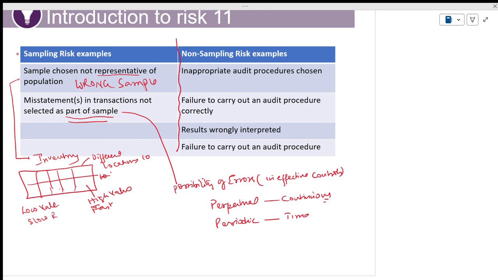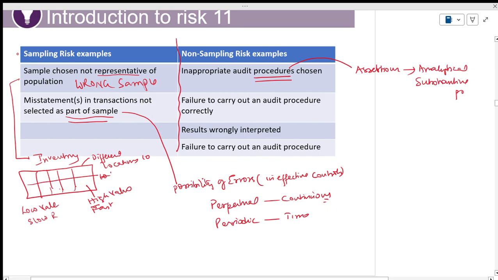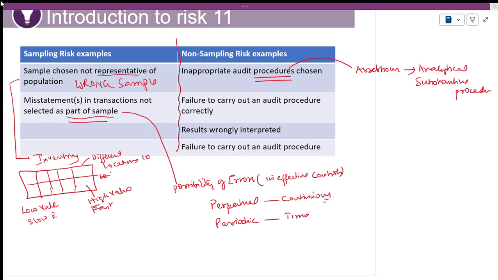Non-sampling risk is where we are following wrong, inappropriate procedures. Procedures, we will cover in lecture 8. Substantive procedures. Procedures means we are talking in terms of different assertions. We have analytical procedures. We have substantive procedures, where we want to make analysis a part of audit risk.